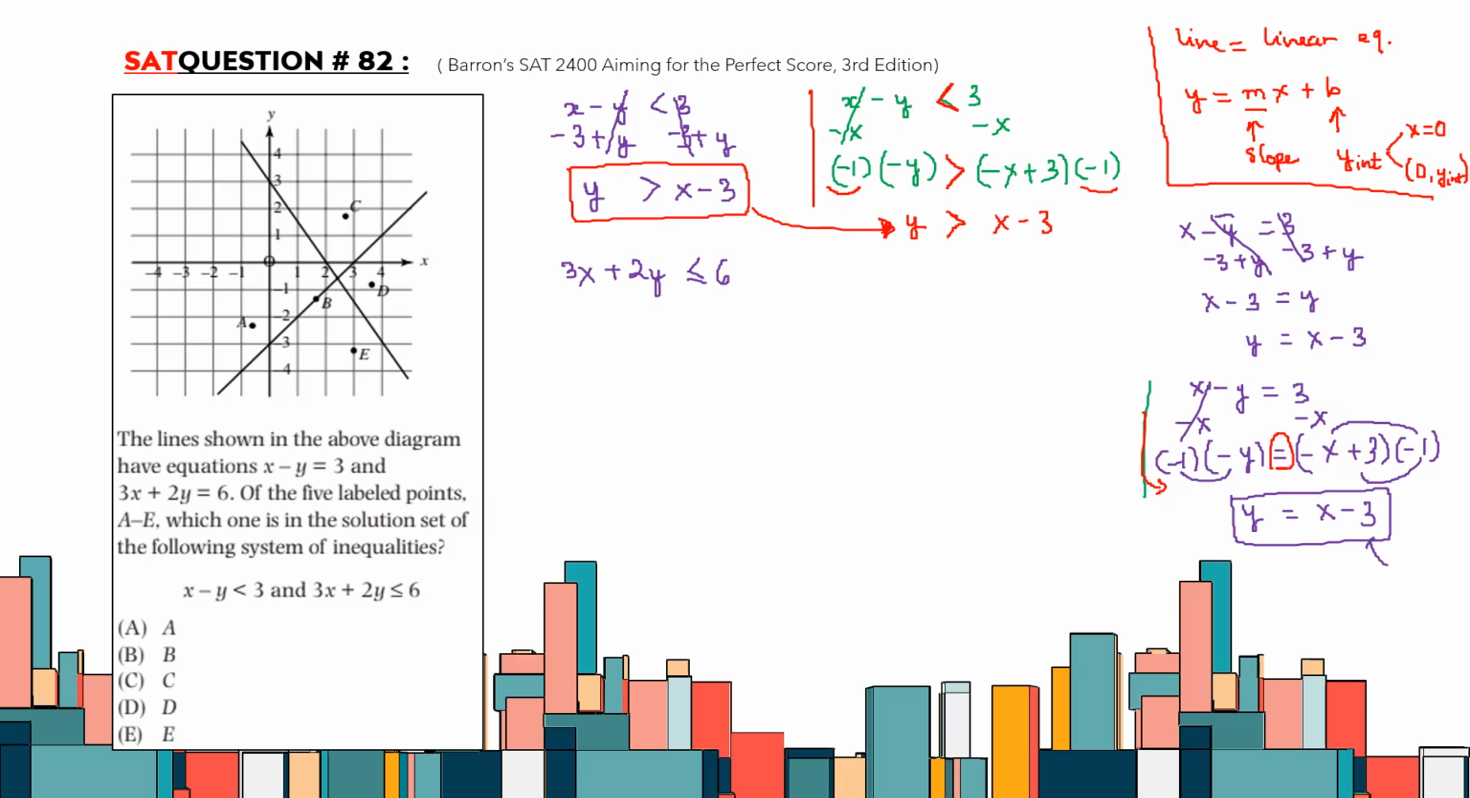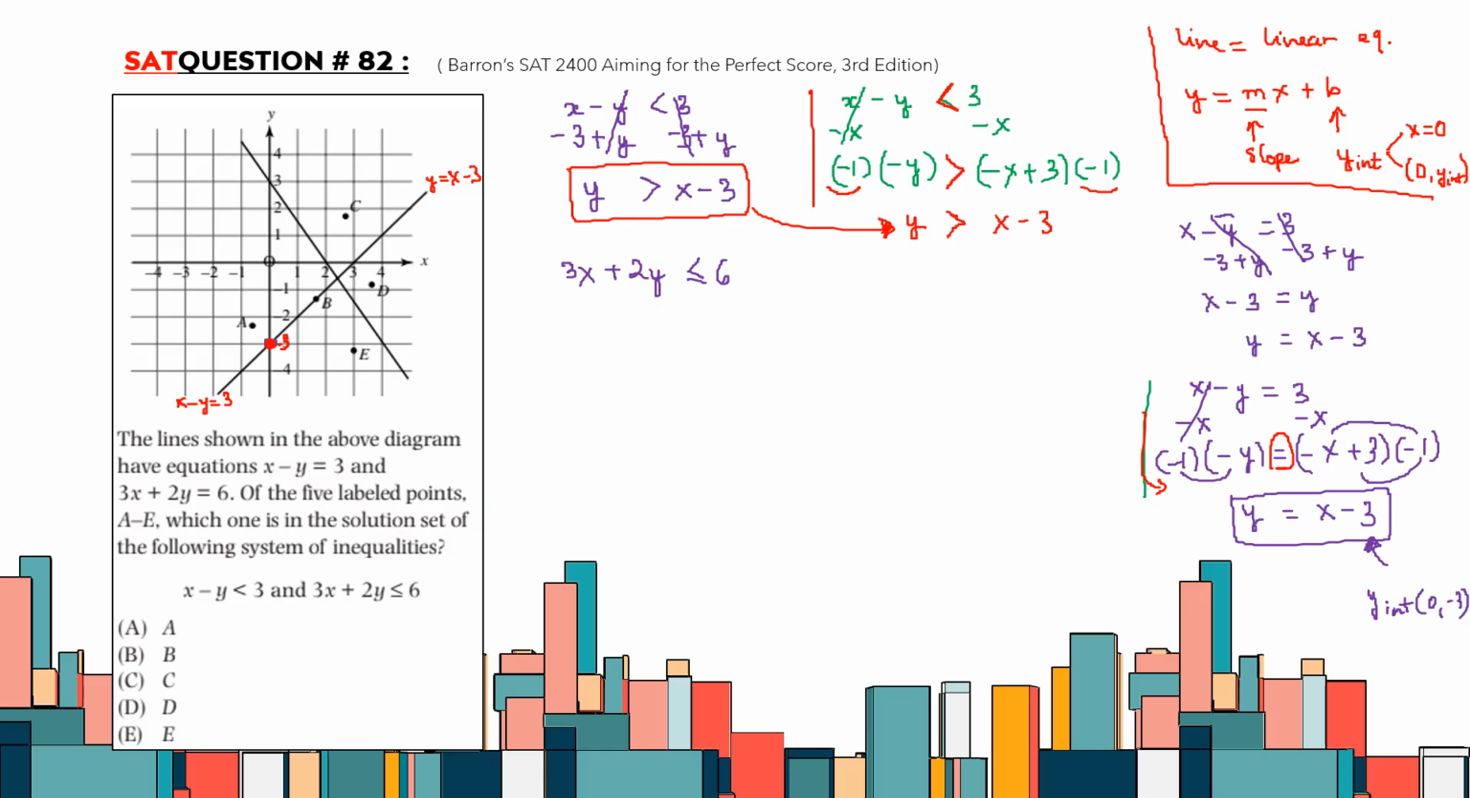So we know that the y-intercept will be at (0, -3). So (0, -3) is right here. This is -3. Okay, so this line has to be y equals x minus 3. So the rest, we only have 2 lines, so we figured out one. The rest will be the other one, right?